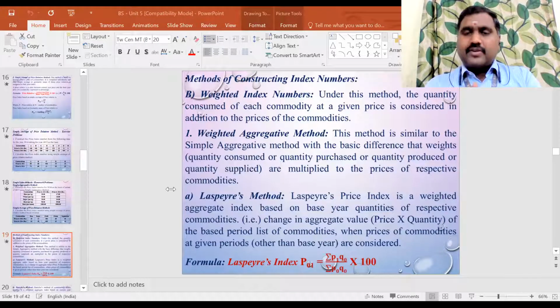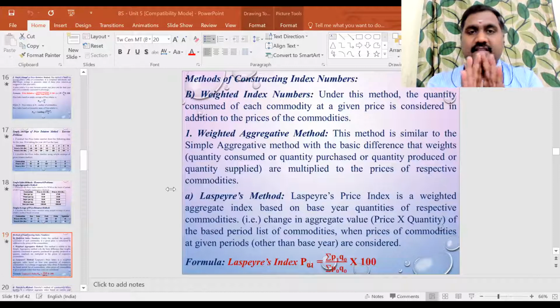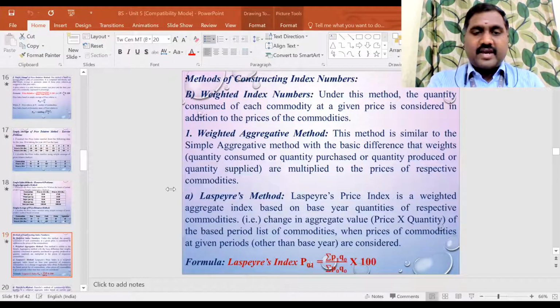At the same time, when you calculate the simple average for the index number, I told you, you have to find two averages. One is the simple average, the second one is the geometric mean. For the geometric mean, you have to find the anti-log. That's it. I think this is clear, right? Any doubts in the simple method?